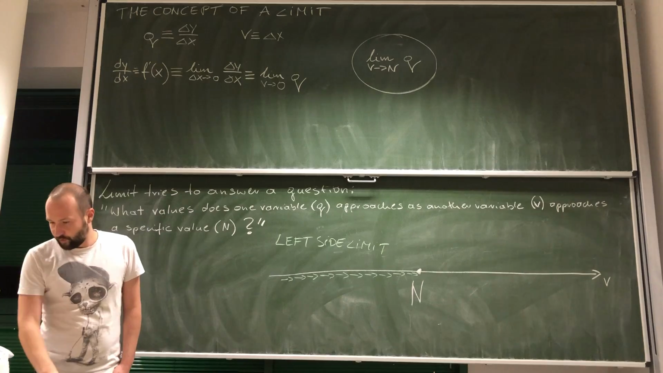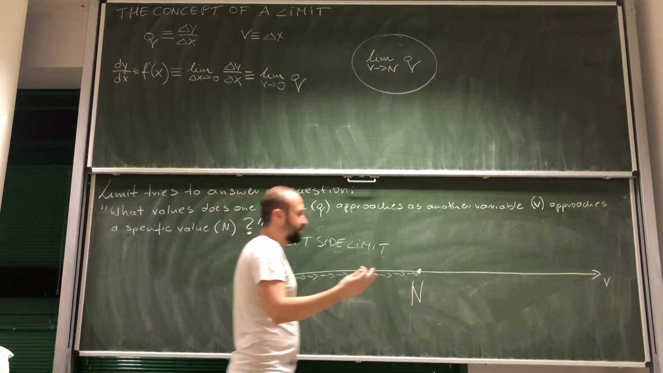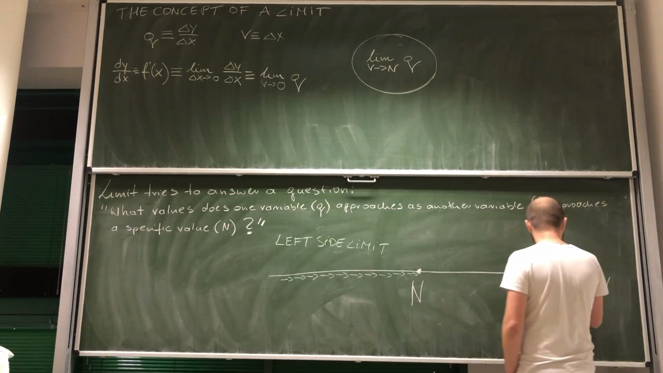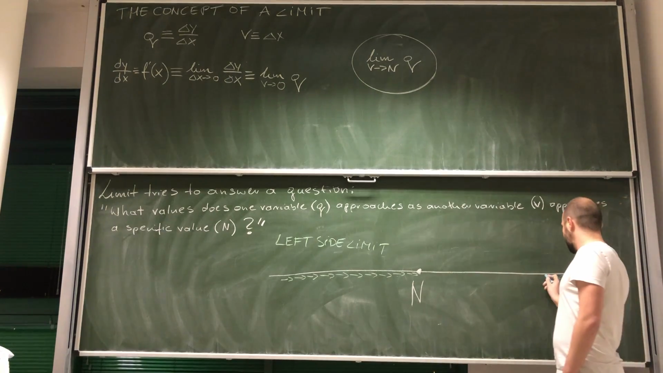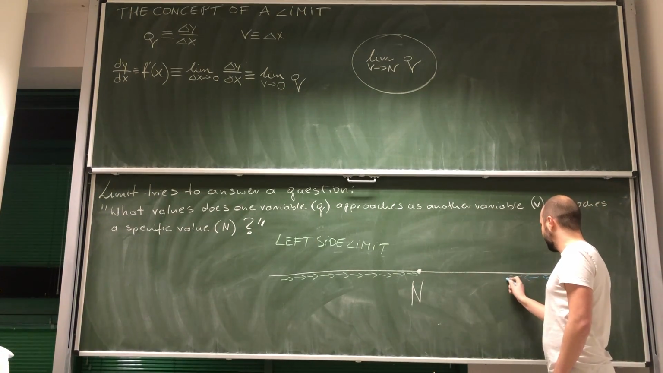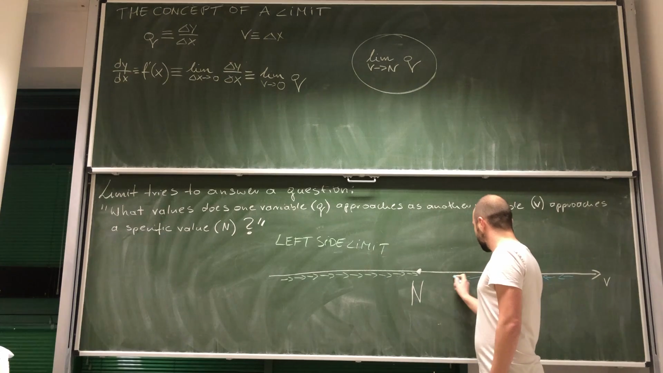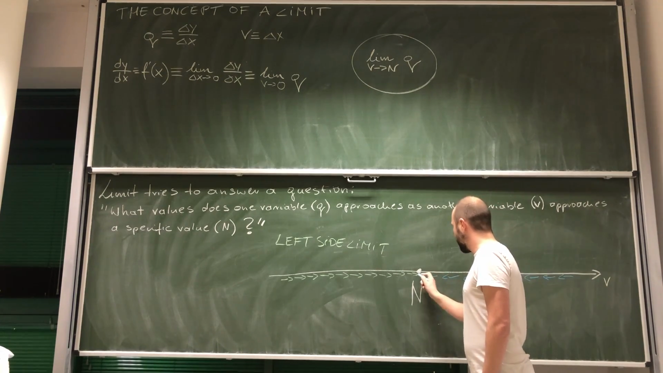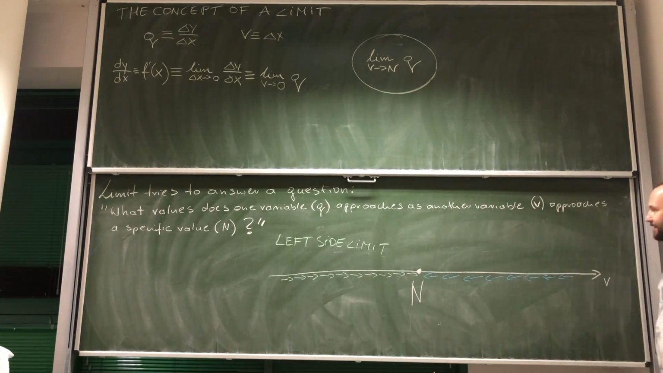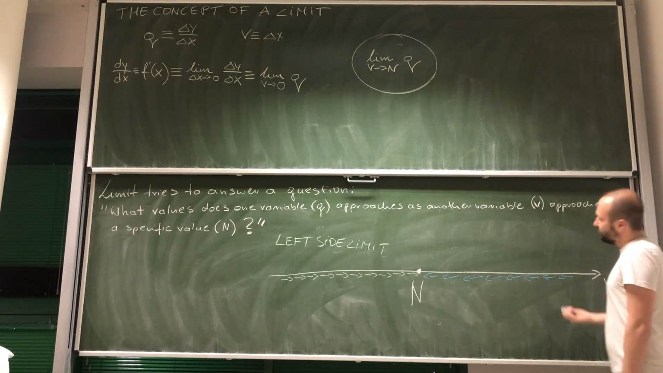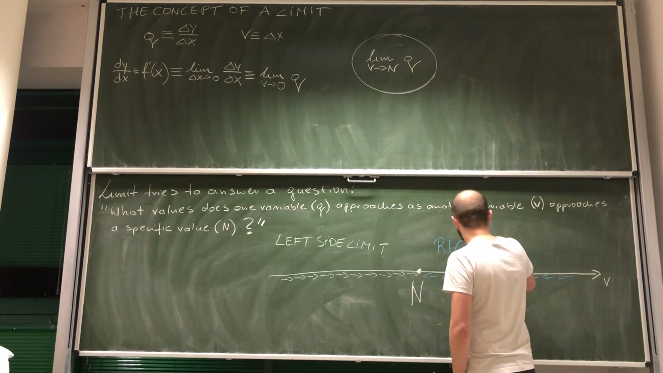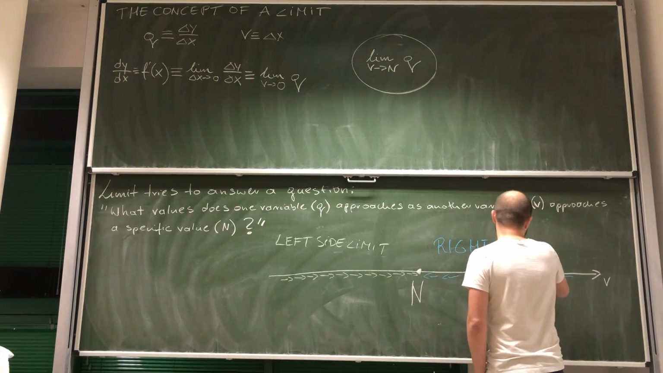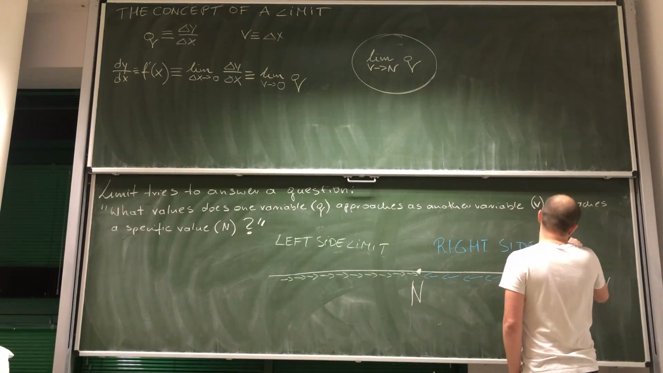But, of course, we can start from the opposite direction. We can start from values that are greater than n, and we can decrease v until we arrive at n. In this case, we're going to say that we are calculating the right side limit.